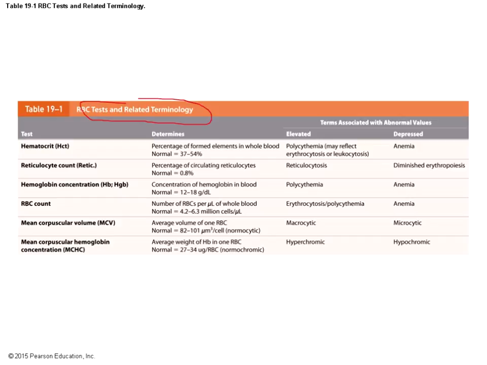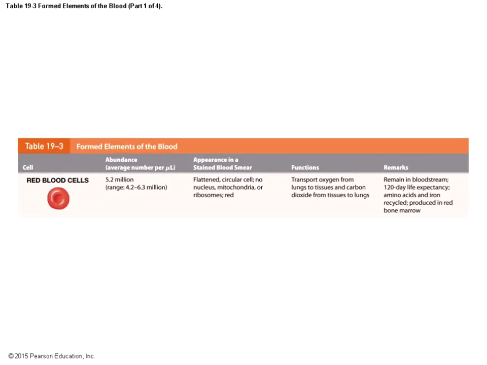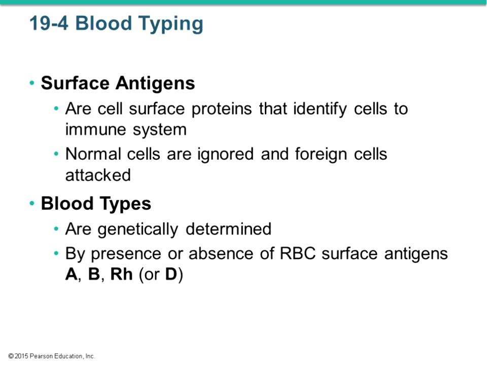This shows just some of the red blood cell tests and terminology, so you might want to review these components. For red blood cells, you can see here the abundance per microliter, what they look like, functions, remarks, etc. All right, so that's pretty much it on red blood cells in terms of their structure and formation, how they're processed and regulated, and their lifespan and all that kind of stuff.